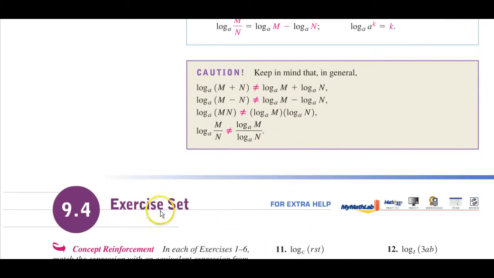Now, we'll go to our exercises. You'll do your problems, your examples, and then your quiz me, and good luck on it.